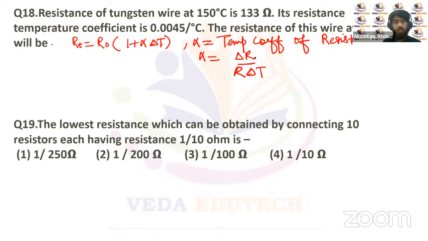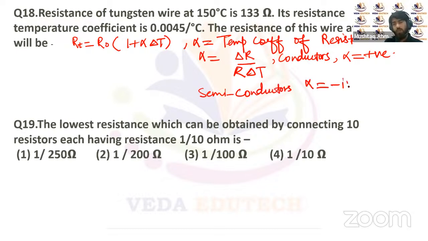And we know for conductors, resistance increases upon increasing the temperature, so alpha will be positive. And for semiconductors, the value of alpha will be negative.